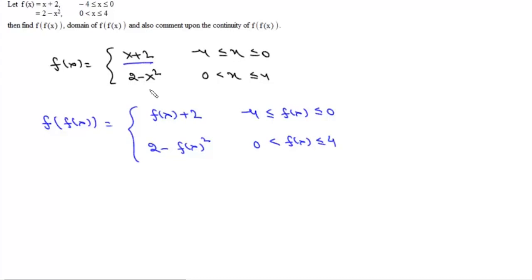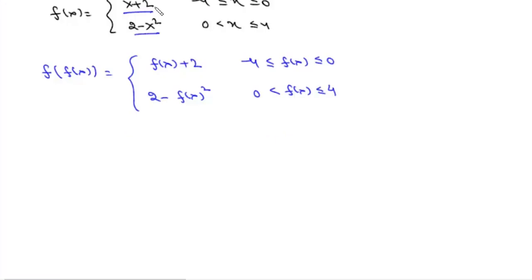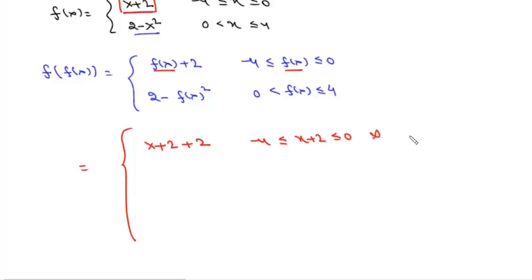Now we have two definitions of f x. So we'll split this definition in four parts. Now first we'll take this x plus 2. So we'll put f x as x plus 2 in these two. So it'll be x plus 2 plus 2 when x plus 2 lies between minus 4 and 0, and this condition, which is when x lies between minus 4 and 0.